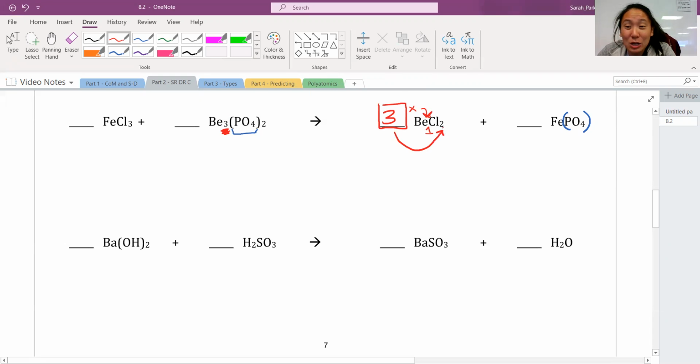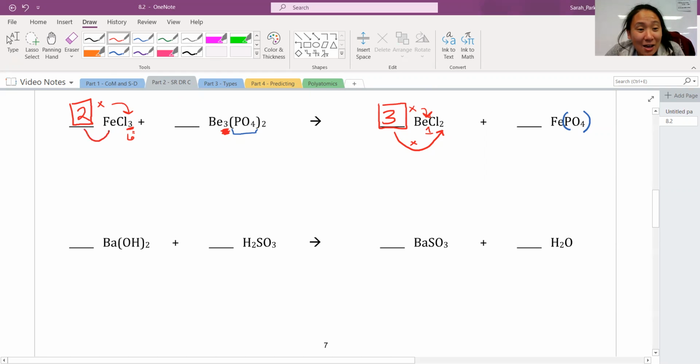I now have how many chlorines? 3 times 2 is now 6 chlorines. I need 6. I have 3. So what number should I put here? What times 3 gets me to 6, right? You're like 2. 2 times 3 gets me to 6. Okay, perfect. Then you check to see how it affects your other elements.